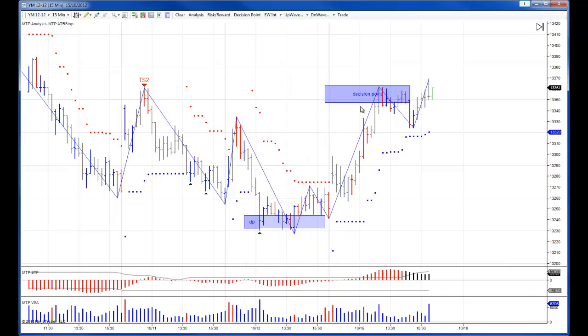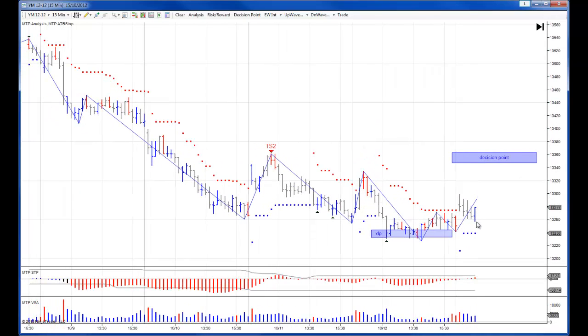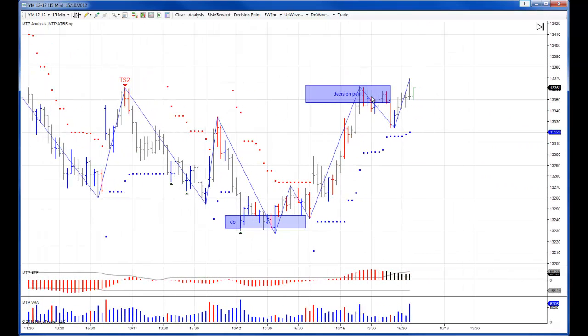If I put the decision point on from here, you can see this would have given us our next higher target. So if I scroll the chart over to here, you can see this is where our TS4 buy setup was, so it's in the direction of the large degree trend up into our higher degree decision point target there. And as you can see, that pretty much nailed the high of the day yesterday.